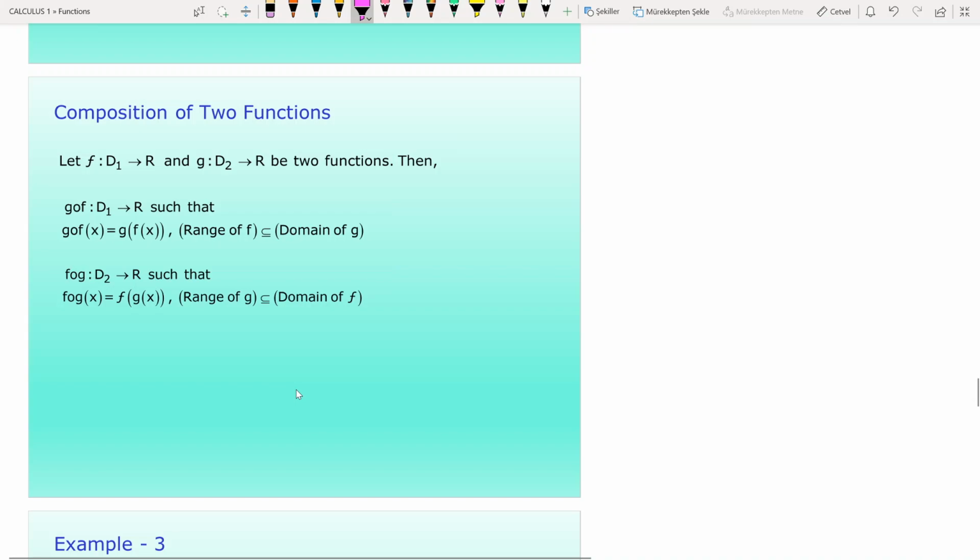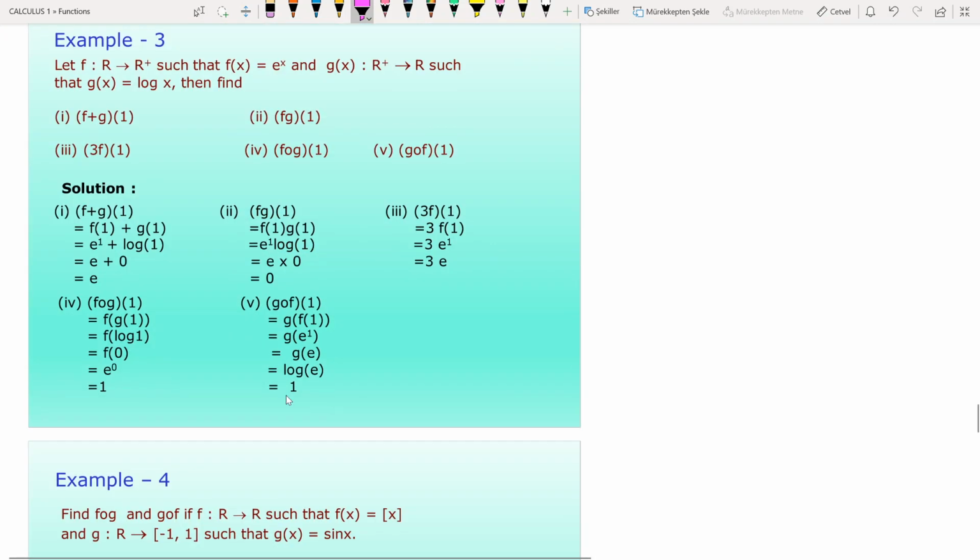Composition of two functions. Again, the domain of f is D1 to R, g is D2 to R. Then the composition of g and f is from D1 to R, and (g composition f)(x) becomes g(f(x)), and the range of f is included in the domain of g. We have the same thing for the other case. Let's look at the examples.